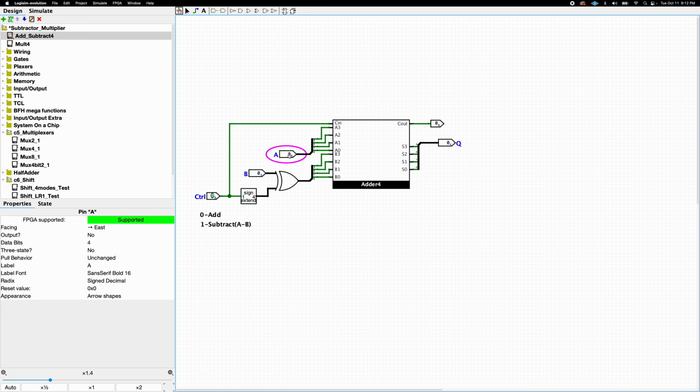So say if we have an input of 3 for A and an input of 4 for B, and we leave this on addition, we will have 3 plus 4 equal to 7, which is correct. If we go ahead and turn this to 1, we will have 3 minus 4, which gives us our answer of -1. All right. Now, let's talk about the inputs a little bit.